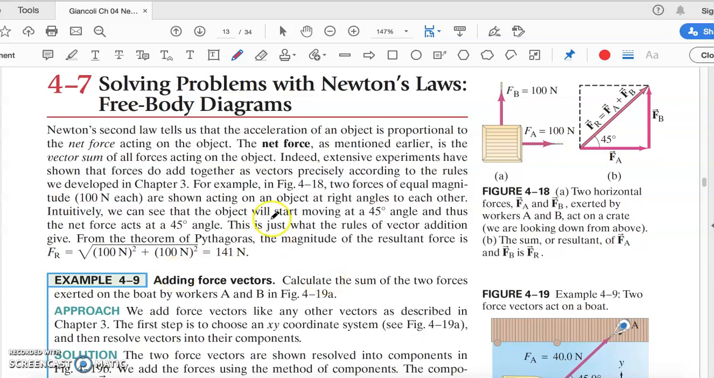Okay, guys, today we will talk about solving problems with Newton's law, including, again and again, free body diagrams.